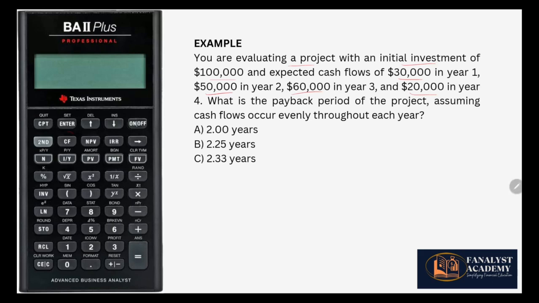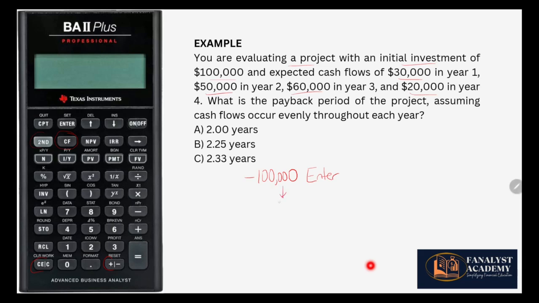So we'll press CF. And remember, you need to clear the memory. So we'll press second function. We'll press CLR WRK. So once we do that, the memory of our calculator is cleared. So we can now go ahead and start inputting our numbers. So we'll type 100,000. Now, since this 100,000 is an outflow, we still have to put a negative. So we are pressing this plus or minus here. So once we do that, it places a negative in front of the 100,000. Then we'll press enter. So once we do that, the calculator will show us CF0 equal to minus 100,000.